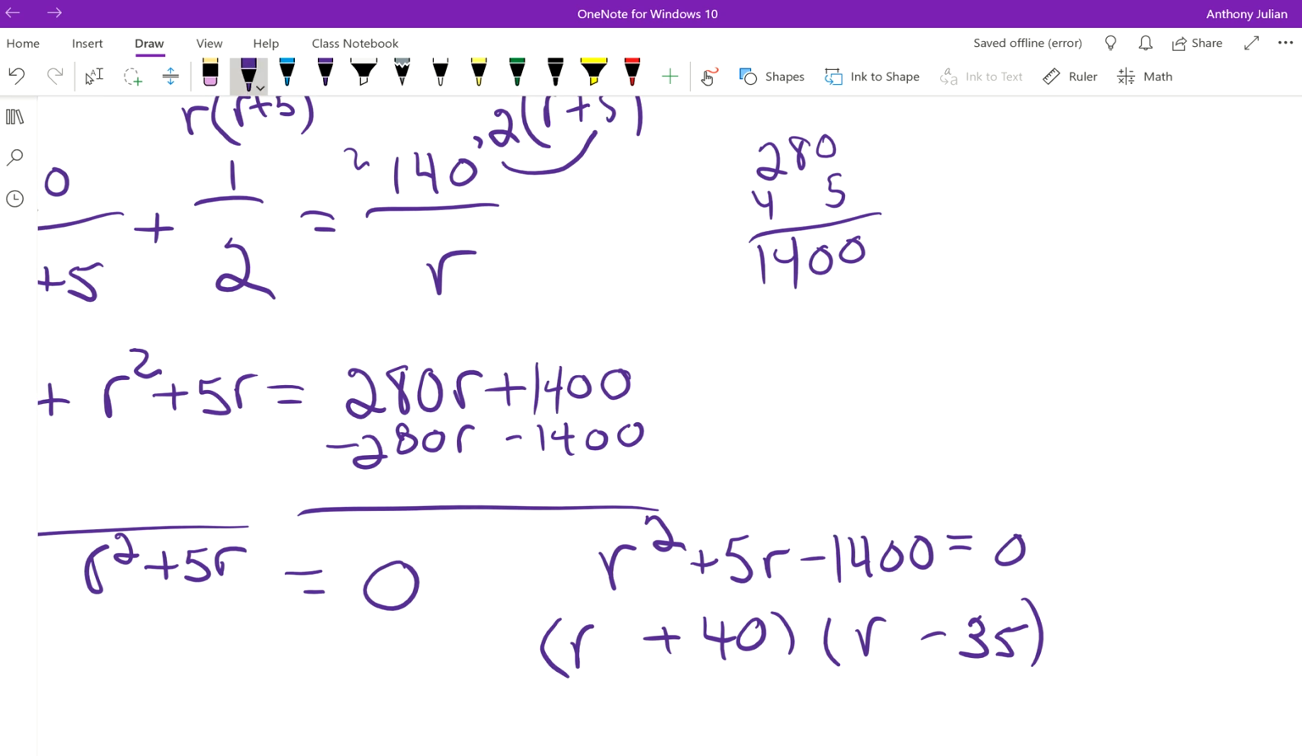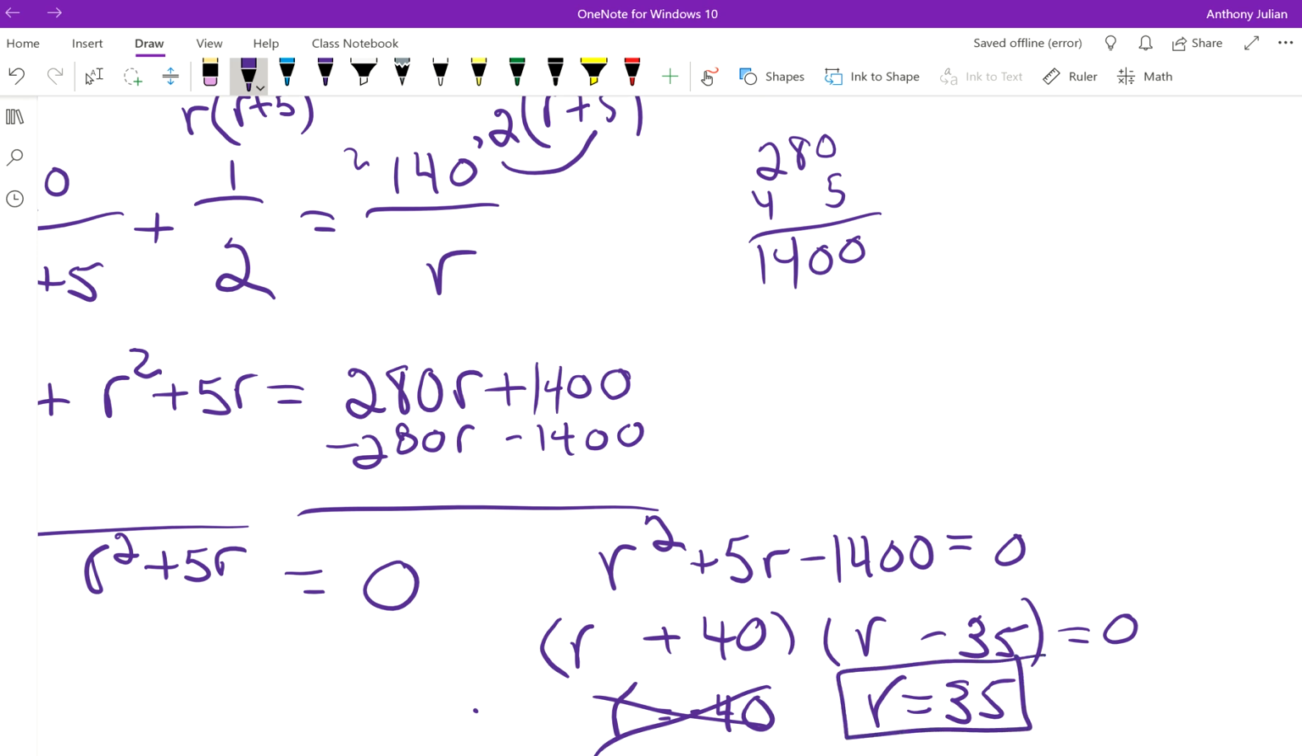So, remember, it's equal to 0, so we got to make this a true statement. So r has to equal negative 40, but we don't want that because the rate cannot be a negative number, so we discount that. Or my other answer is r equals 35. And that's the rate that we're looking for. It's positive 35. Okay, and that's the answer for that one.